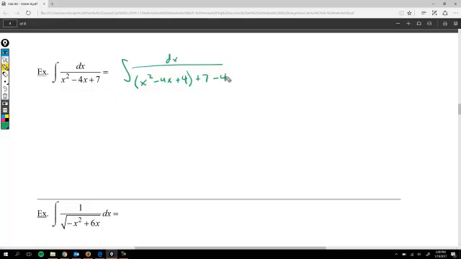But I'm going to write it out this way. So I added 4 on the inside of my parentheses, and I'm subtracting 4 on the outside. So it's still the additive identity property. I'm just adding 0 here. And what this does is it allows me to factor this nicely.